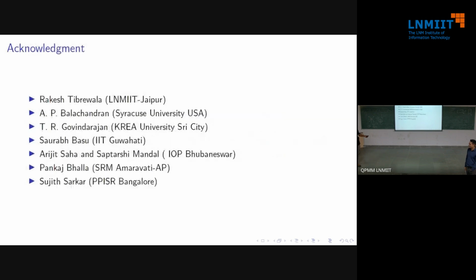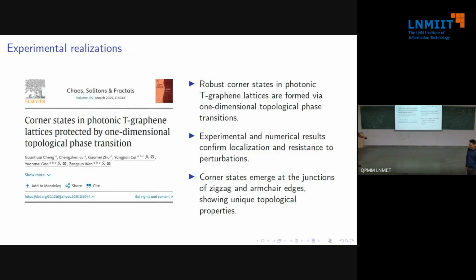Sir, it is realized in the experiments. In the optics experiment, they confirm the localization and numerically said the corner modes in the experiments. Sir, some optics experiment with the T graphene lattice structure. Ganesh can help you in understanding.